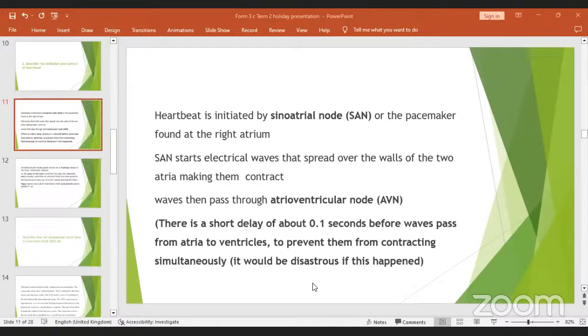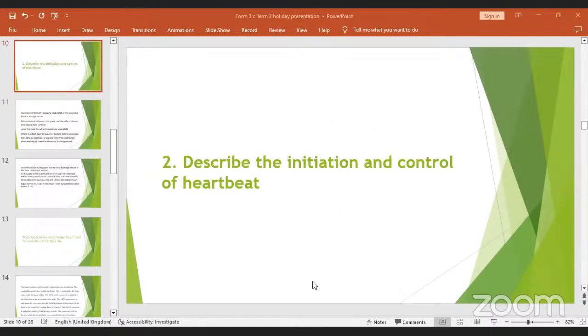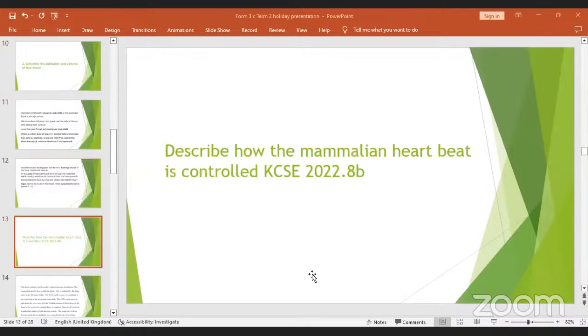That's why when you get a question asking you to describe the initiation and control of the heartbeat, or asking you to describe how the mammalian heartbeat is controlled, then you will describe how the heartbeat takes place.